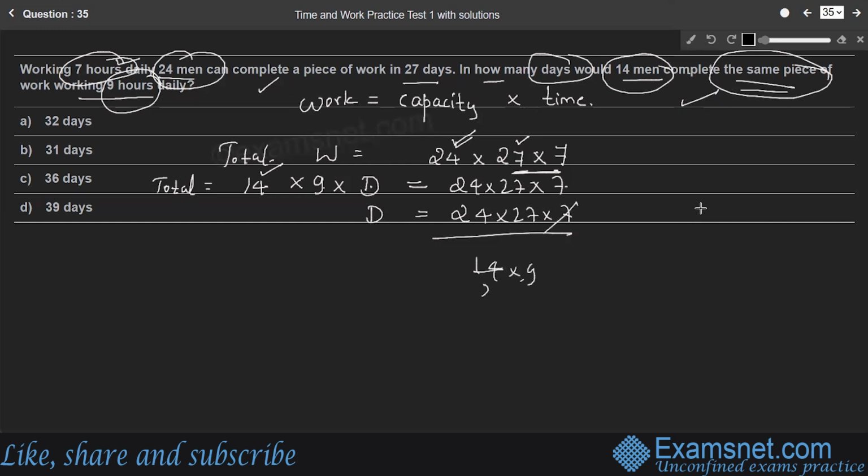Right, 7 into 2 is 14, 2 into 12 is 24, and 9 into 3 is 27. So 12 into 3 we have, so 36, right? The unit is days. So 14 men take 36 days to complete same amount of work, and they work for 9 hours daily, right? Hence option C is the right answer.